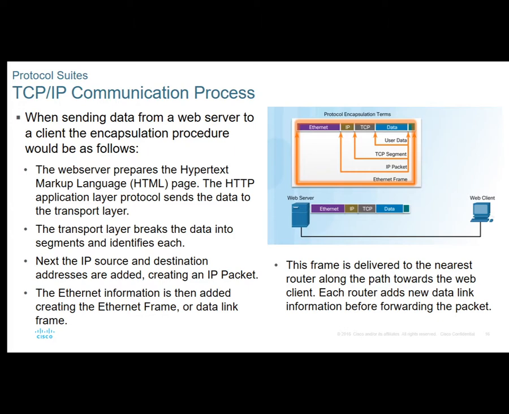Each router adds new data link information before forwarding the packet. So it kind of scoots along, in a sense, by getting stuff added to it, taken off, encapsulation, decapsulation, until it gets to where it needs to go. This happens quickly, right? Real quick, real fast.